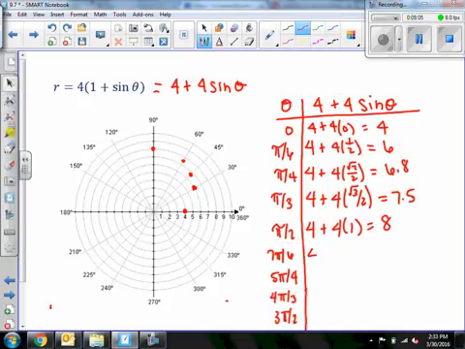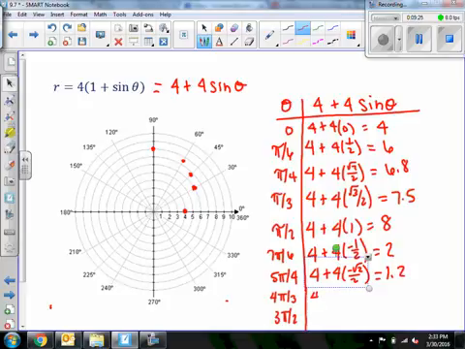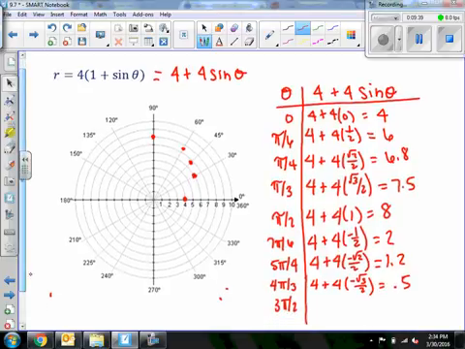Plugging in 7π/6, sine of 7π/6 is negative 1/2. So this really becomes 4 minus 2, which is 2. 5π/4, that's 4 times negative radical 2 over 2. That gives me a 1.2. 4π/3, sine of 4π/3 is negative radical 3 over 2, which is going to give me a 0.5, because 4 minus 3.5 is going to give me 0.5. And then finally, 3π/2. Sine of 3π/2 is negative 1, and I end up with 0 here.